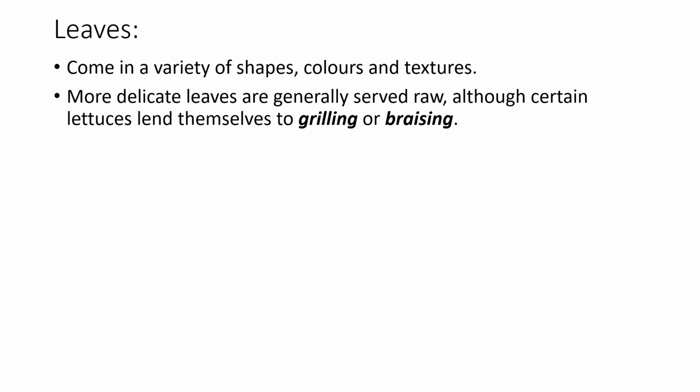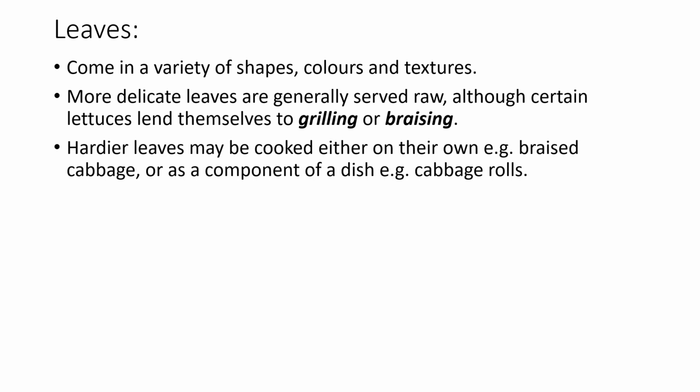As we saw, the leaves come in a variety of different shapes, colors, and textures. The ones that are more delicate, generally they're served raw. Generally, lettuces, for example, you consider them to be served raw, although some can be beautifully grilled or braised. So you may use some cooking technique for some of these lettuces, but again, often they lend themselves to be served raw. Some of the hardier leaves can be used either on their own, for example, a braised red cabbage or white cabbage or green cabbage, or leaves used as a component in a dish, like cabbage rolls.